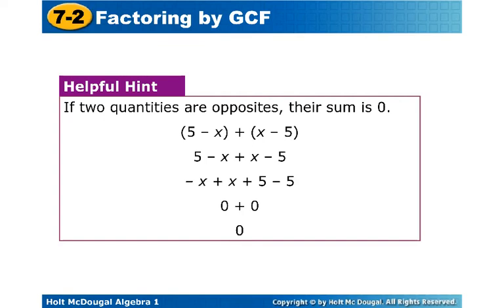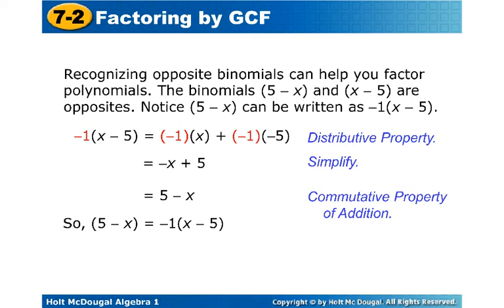So here you go. If two quantities are opposites, so if you notice you have 5 minus x and then you have x minus 5, they're opposites of each other, okay? So their sum ends up being 0. So if you were just to combine your like terms here, you would notice that you would just get 0. So that's one thing for you guys to remember, is if two quantities are opposites, then their sum is 0. So recognizing opposite binomials can help you factor polynomials.